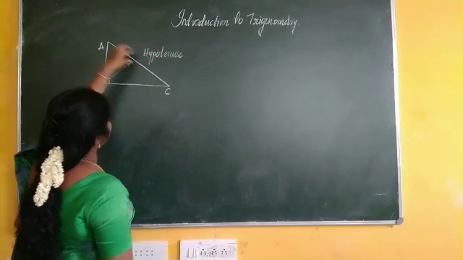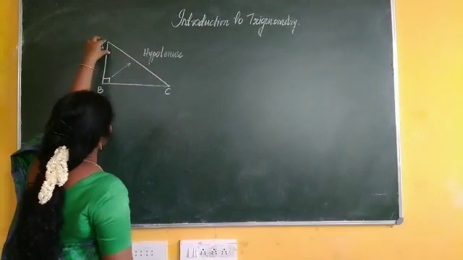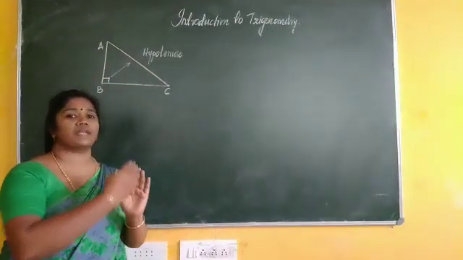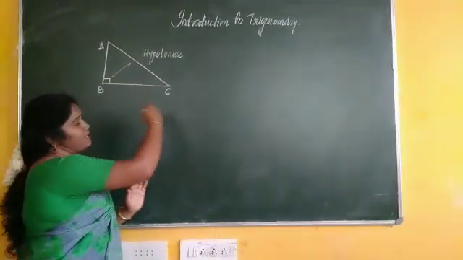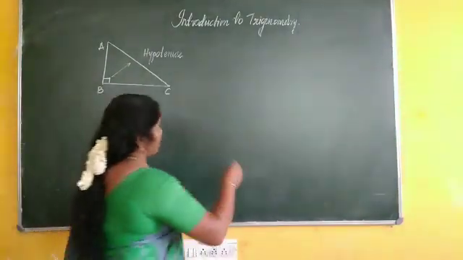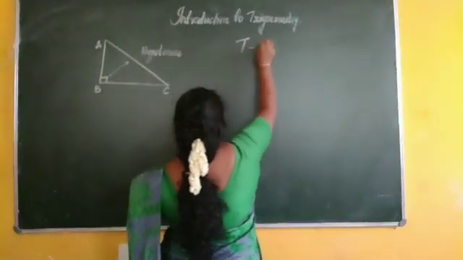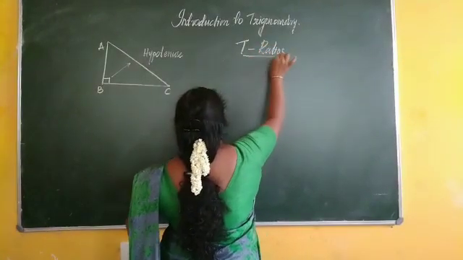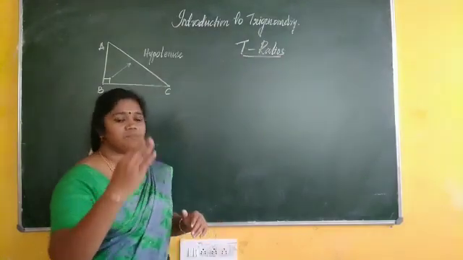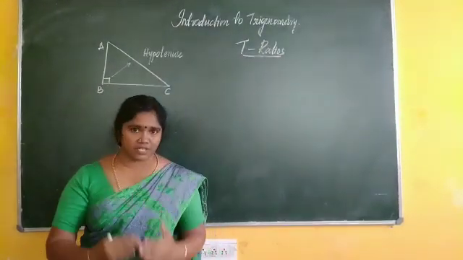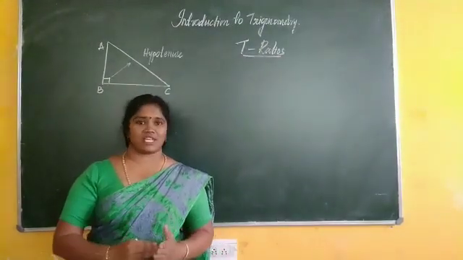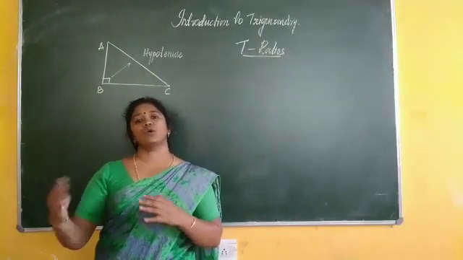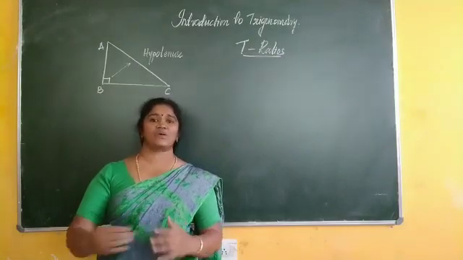When you take the two angles, this is angle A and angle C, we see the relationship, how to take the concept of angle A and angle C. In this chapter, as of now, I am going to teach about T ratios. Trigonometry has 6 basic T ratios, called trigonometric ratios. What are the 6 ratios?